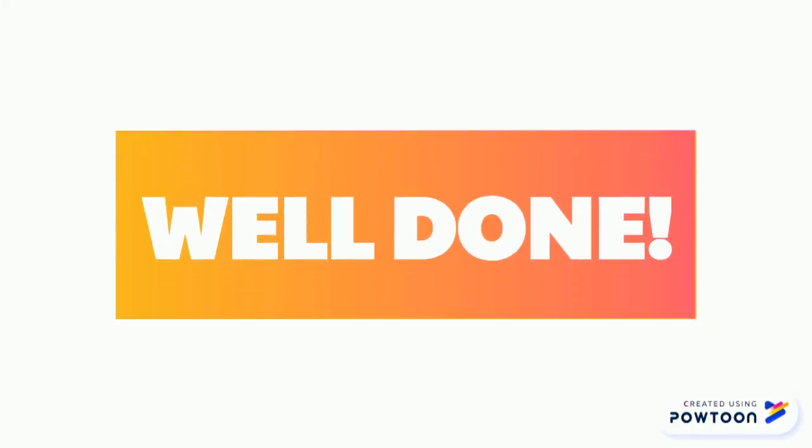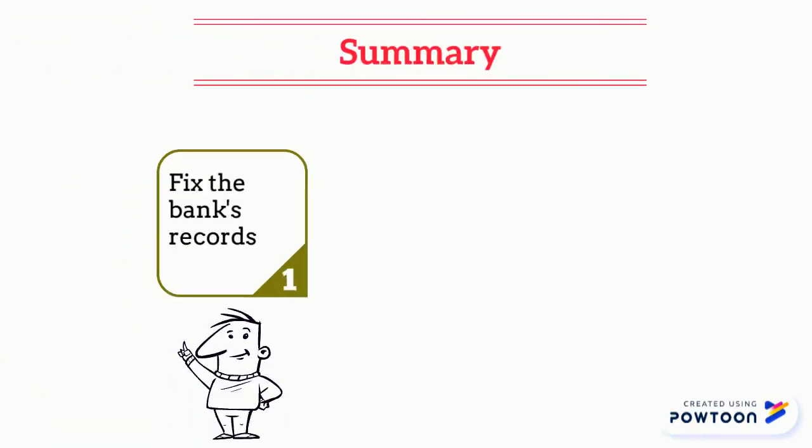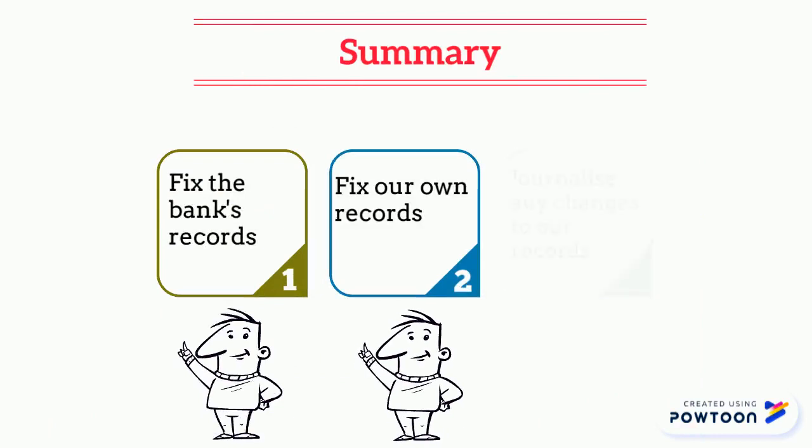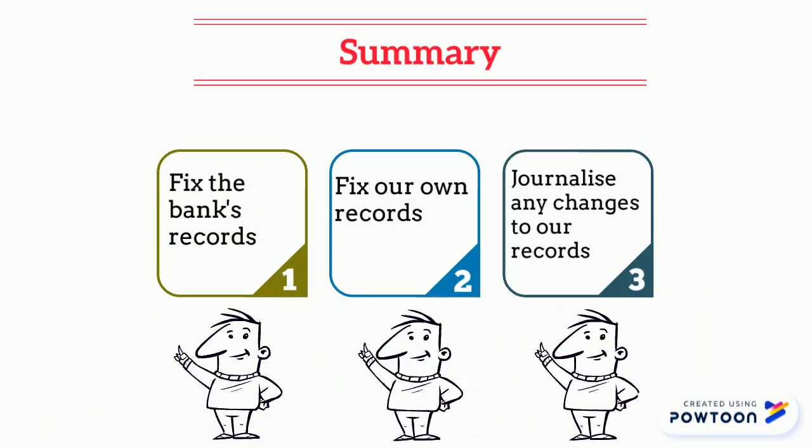Congratulations! You've just completed your first bank reconciliation. Let's summarize. We first fix up the bank records, we then fix up our own records, and finally, we account for any changes to our records in the general journal.